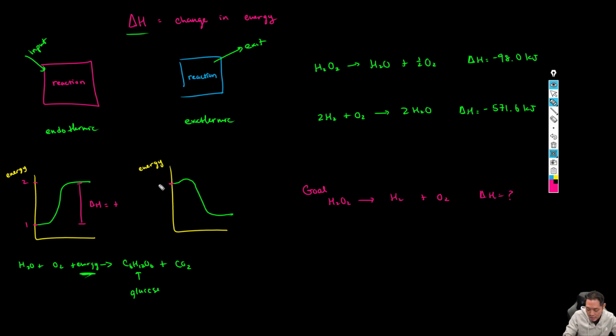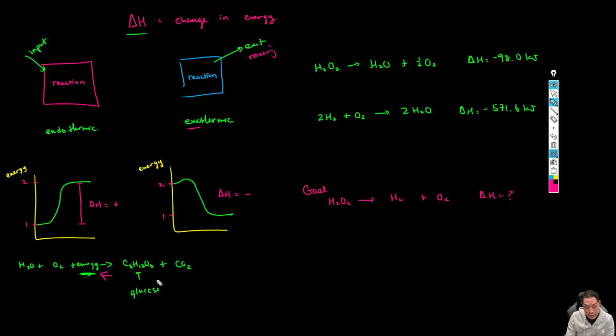Now let's do the same thing. Let's name this 2 and let's name this 1. Here, for the delta H, you're going from 2 to 1. So final minus initial, 1 minus 2, is going to give you a negative number. So when you have an exothermic reaction, that's going to be releasing energy. It's going to be a negative delta H. If you have an endothermic reaction, where you need energy for it to happen, it's going to be a positive delta H.